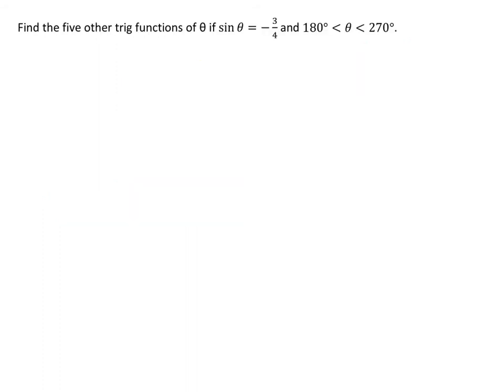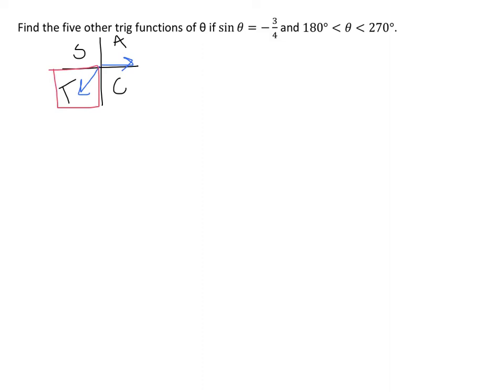Here we're asked to find the 5 other trig functions of theta if we know that the sine of theta is -3/4 and theta falls between 180 degrees and 270 degrees. If I sketch this out, I can see that my angle is a third quadrant angle, which means that if we look at all students take calculus, tangent will be positive. Everything else will be negative.